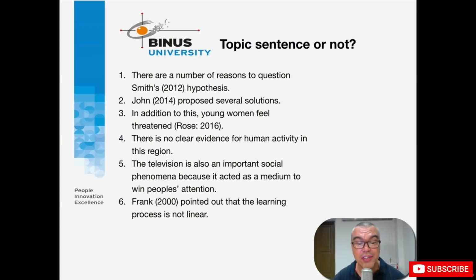Number 1. There are a number of reasons to question Smith's hypotheses. Number 2. John proposed several solutions. Number 3. In addition to this, young women feel threatened. Number 4. There is no clear evidence for human activity in this region. Number 5. Television is also an important social phenomena because it acted as a medium to win people's attention. Number 6. Frank pointed out that the learning process is not linear. Okay, have you got those?